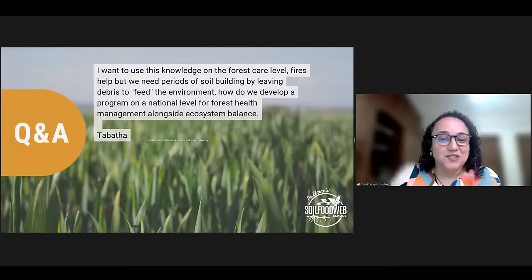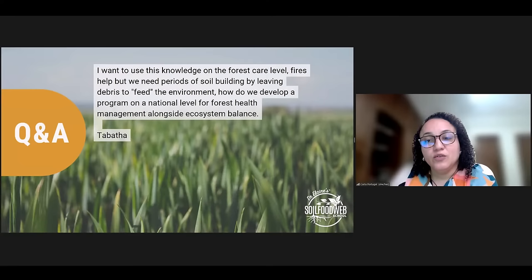Beautiful. So I think we have time to squeeze in one more question. This question is from Tabata. I want to use this knowledge on the forest care level. Fires help, but we need periods of soil building by leaving debris to feed the environment. How do we develop a program on a national level for forest health management alongside ecosystem balance? Great question, Tabata. Thank you.